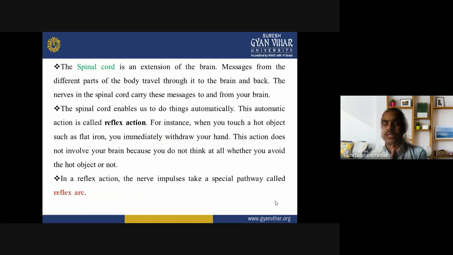This action does not involve your brain, because you do not have time to think about these things. You cannot think about that. So yes, these are reflex actions. And in a reflex action, the nerve impulse takes a special pathway called the reflex arc.